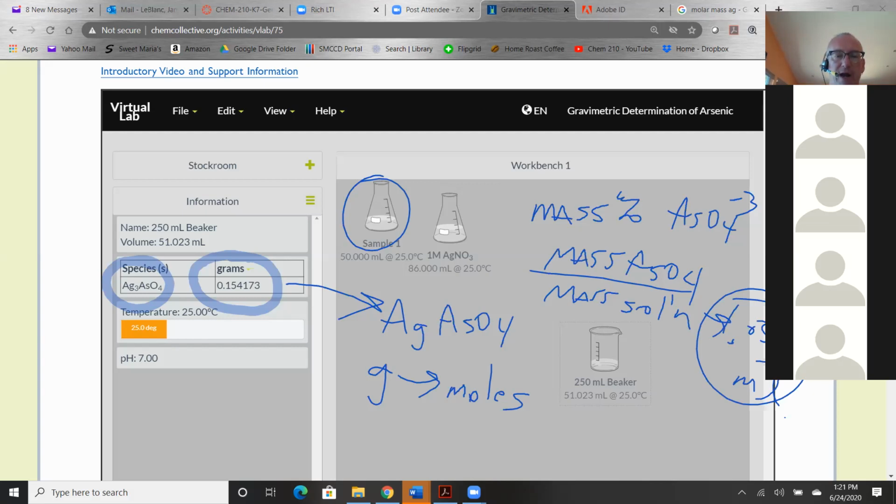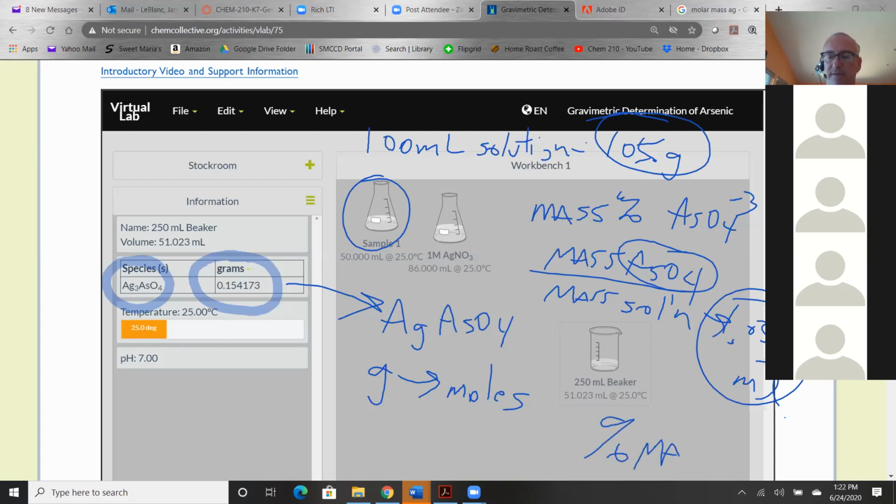So in other words, if you had 100 mils of solution, the mass of it would be 105 grams. So 105 grams is the total mass of the solution. You figure out how much of that mass is just arsenate by itself and calculate the percent mass. So are there any questions about how to do that? You're going to be doing a lot of conversions of grams to moles and moles back to grams.